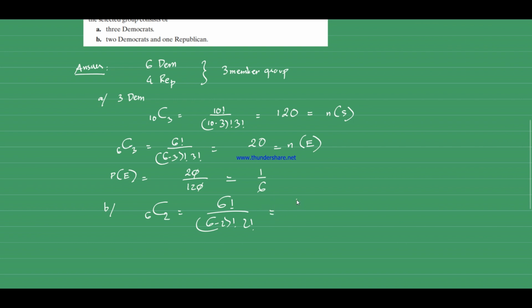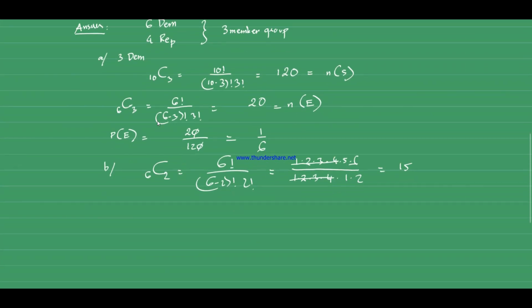So you can have 1, 2, 3, 4, 5, 6 over 1, 2, 3, 4 and 1 times 2. So you cancel 1, 2, 3, 4 with 1, 2, 3, 4. So you have 15. So there are 15 ways to pick 2 Democrats.